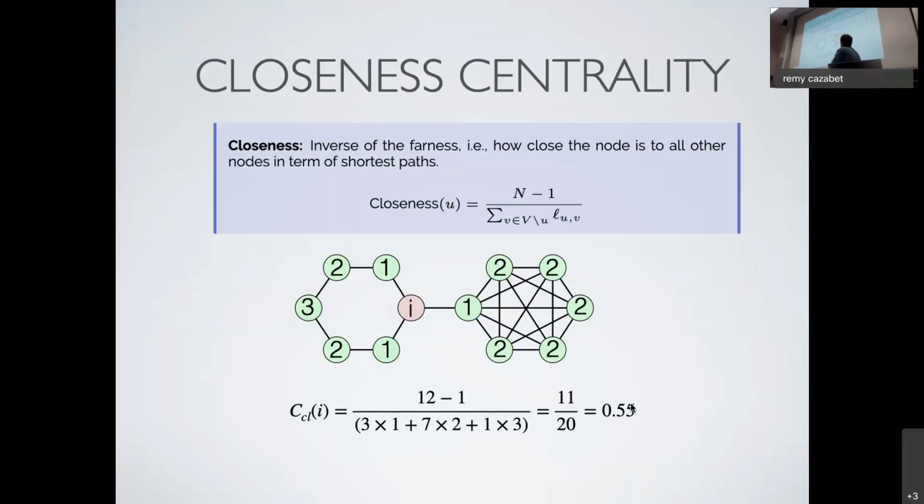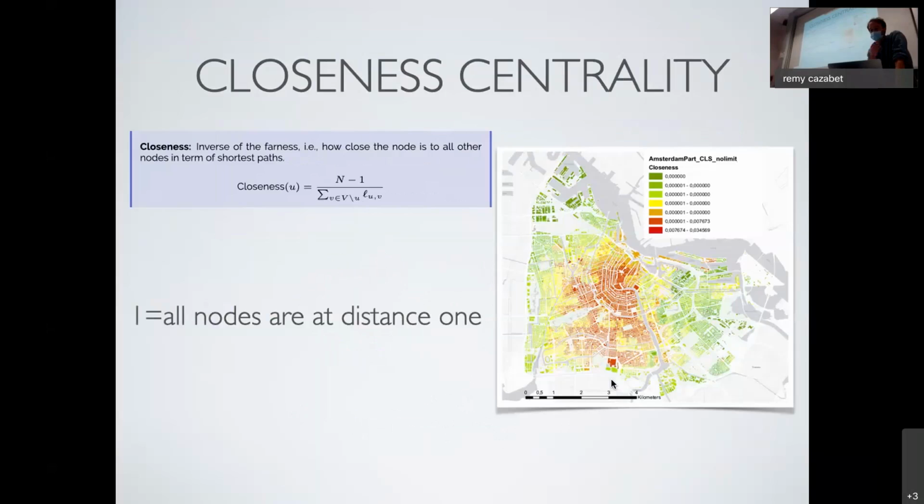And so if you compute this value for all the nodes, you will find the highest one, so the most central node. Okay. So if the value is 1, it means that all the nodes are at distance 1.